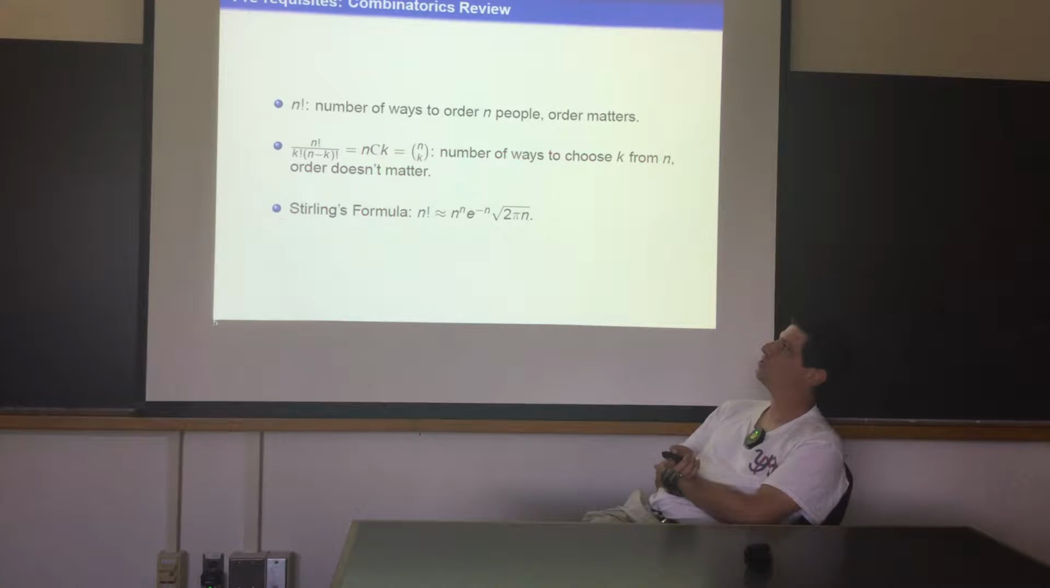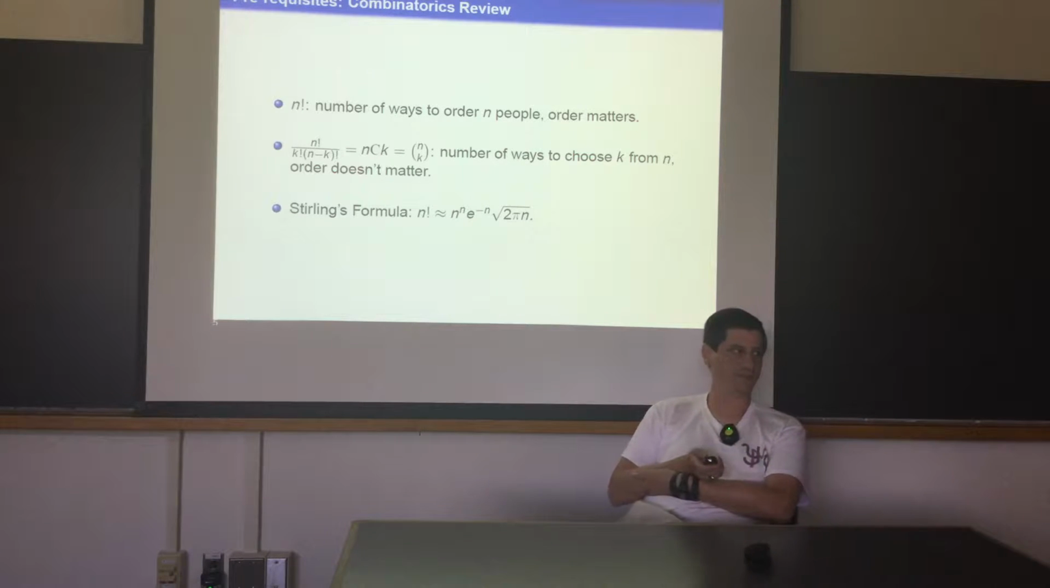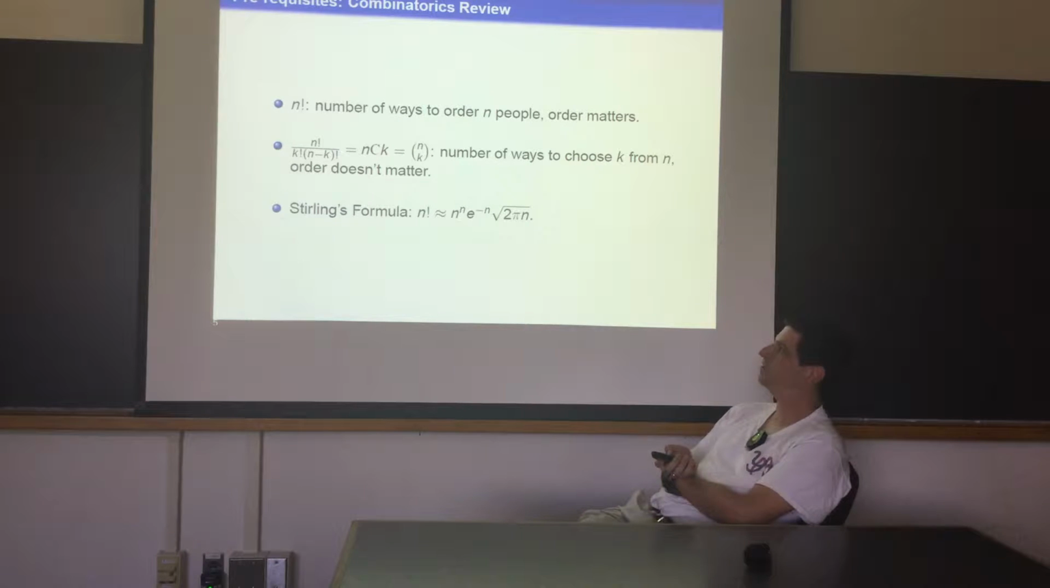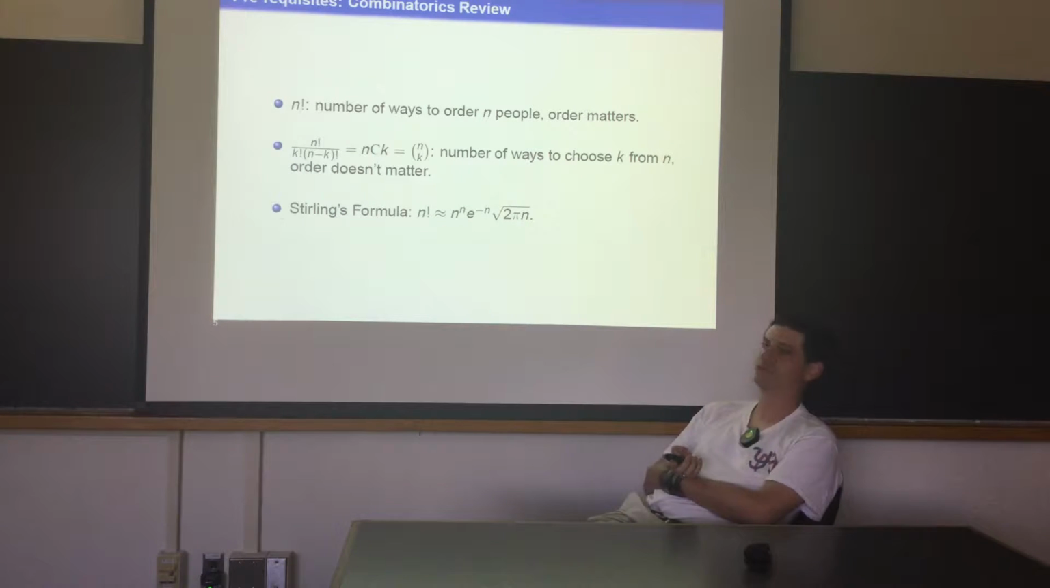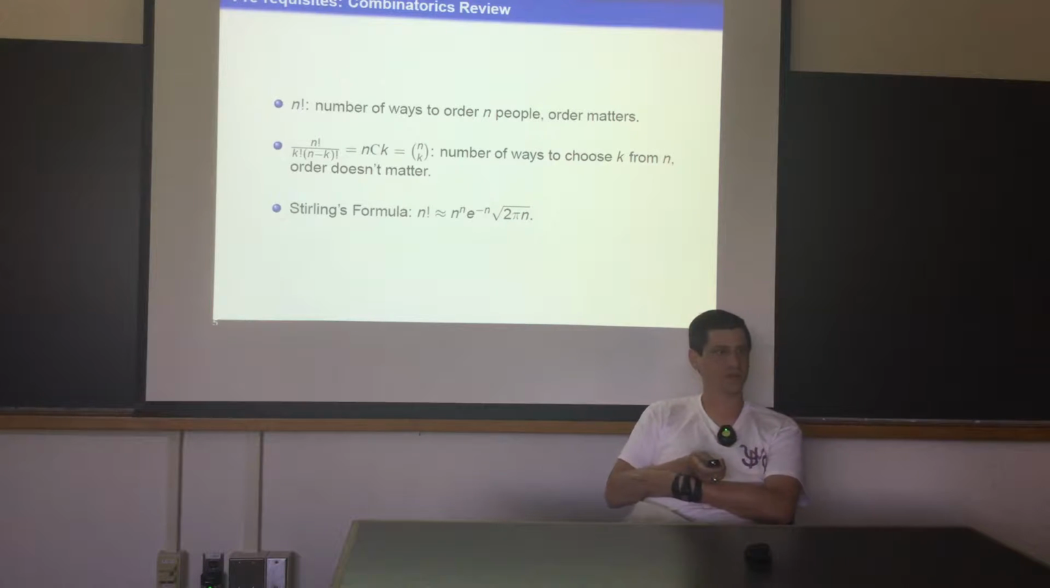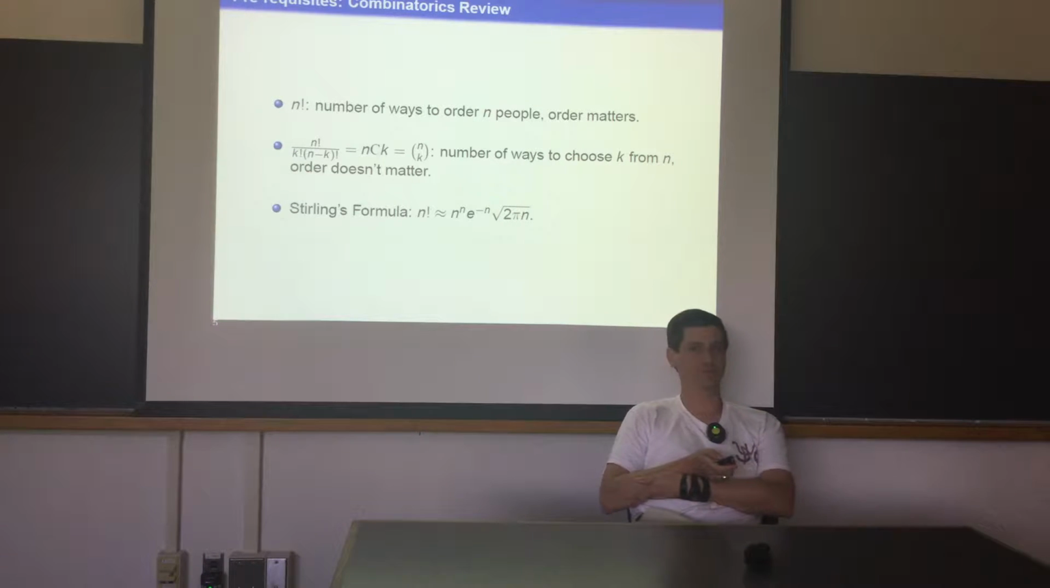Okay. So combinatorial prerequisites are pretty minimal. We need n factorial as the number of ways to order n people where order matters. N choose k, n factorial over k factorial times n minus k factorial, is the number of ways of choosing k people from n when order doesn't matter. And then Stirling's formula: n factorial is about n to the n, e to the minus n, times the square root of 2 pi n. Out of curiosity, how many of you have seen a proof of this?